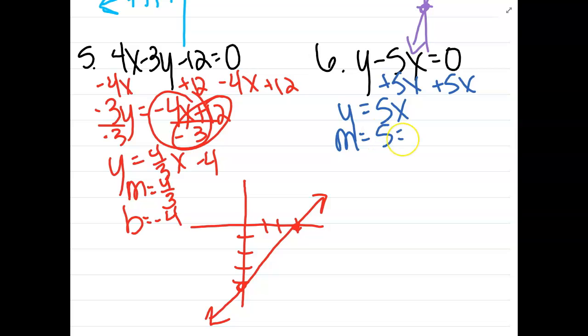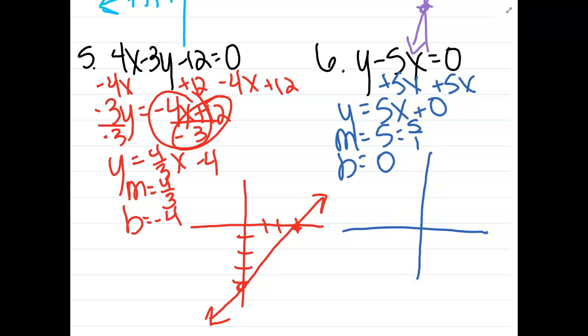5. Or as a fraction? 5 over 1. What is the y-intercept? It's 0. So if you wanted to say 5x plus 0, that might help you identify your slope. You'd be more than welcome to do that. You don't have to. Okay? So how do I plot a y-intercept as 0? It's just right there, right? And then from there, remember the slope is 5 over 1. So make sure you rise 5 and run 1.